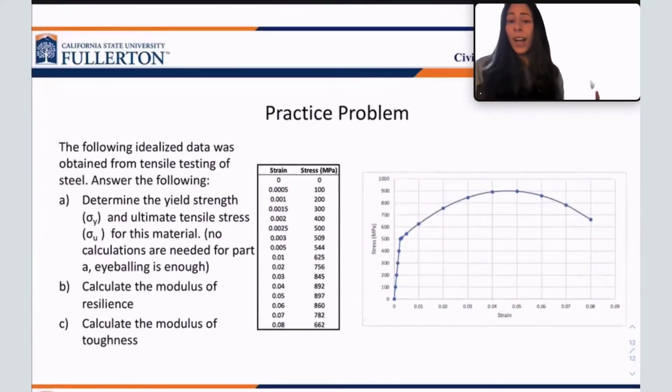Now, I have put here a practice problem for you to go ahead. You can try putting this on Excel. You can graph this yourself and see if you get it. And you can answer the following practice problems to make sure that you understand all of the elements that we went over today in this video.